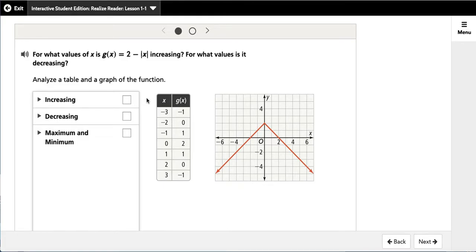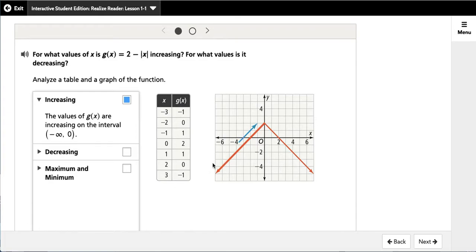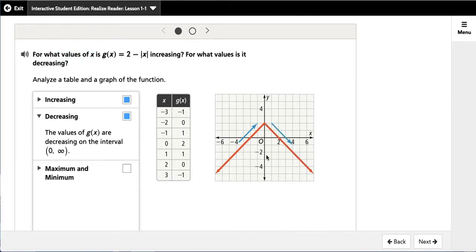Let me go right to their work, though. It's nice to have the graph. We can tell where it's increasing and decreasing once the graph is sketched. It's increasing on this side of the graph. Again, that's what they wanted us to find: for what values of x is it increasing? And it's increasing from -infinity all the way up till 0. And then it's decreasing from 0 all the way up to infinity.